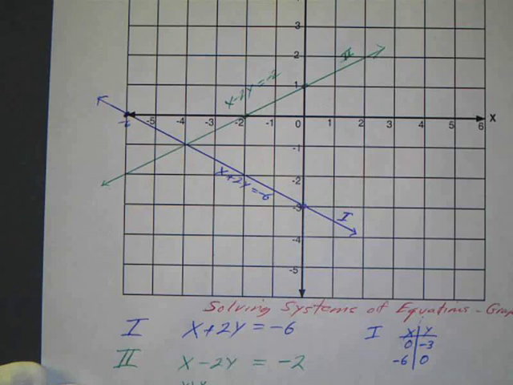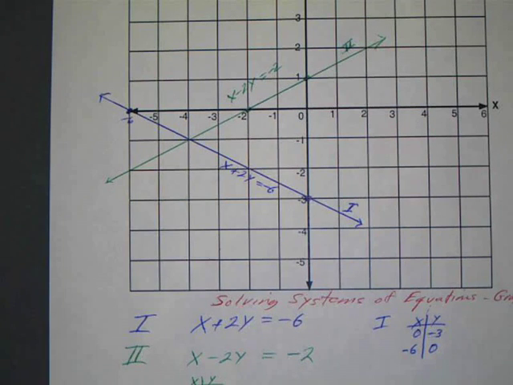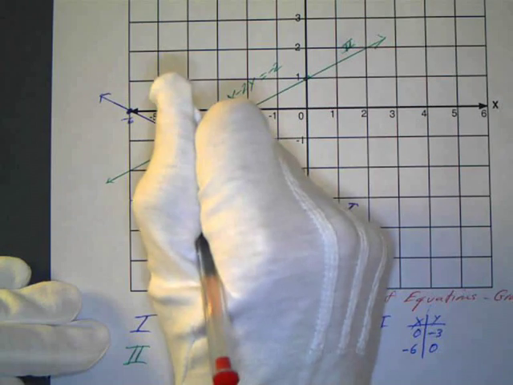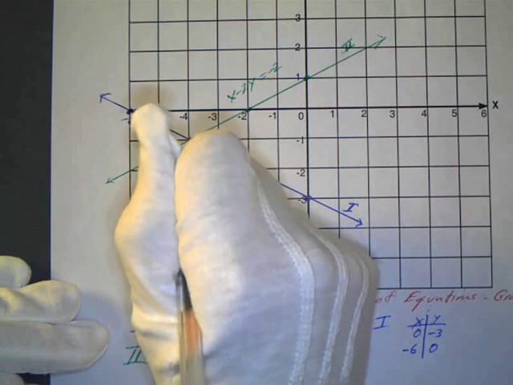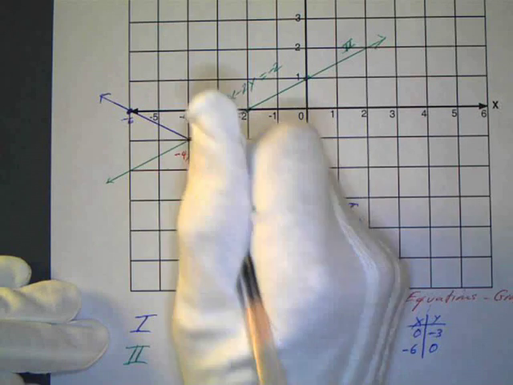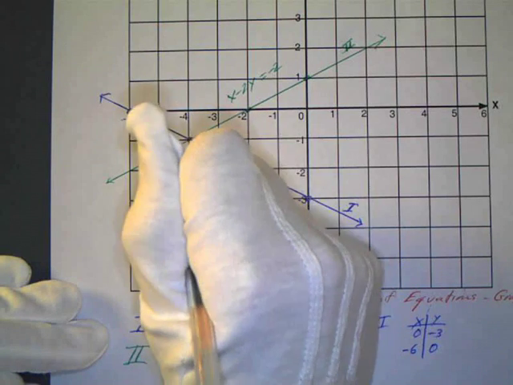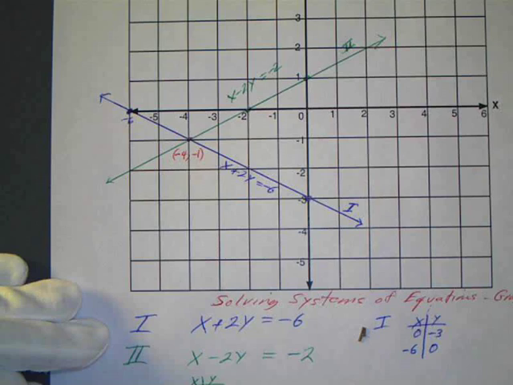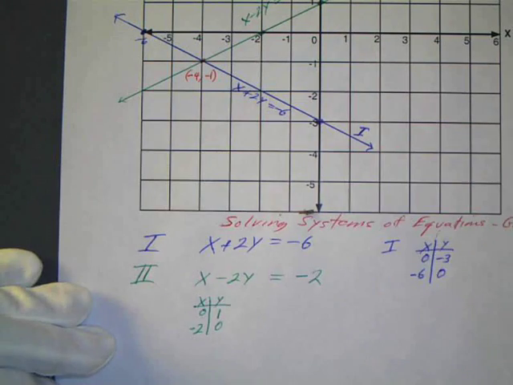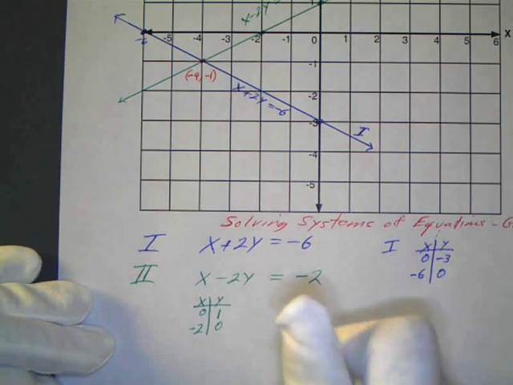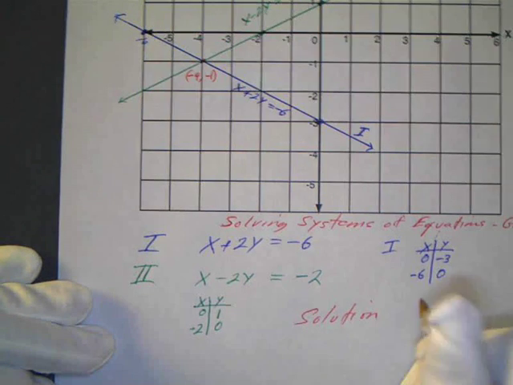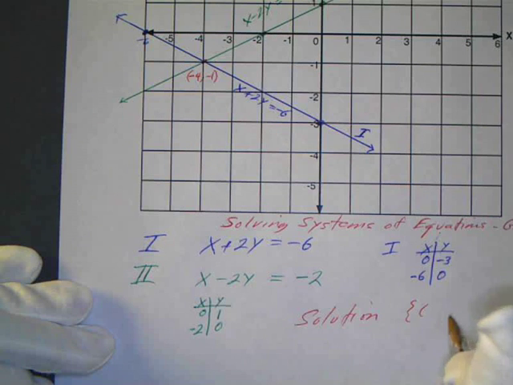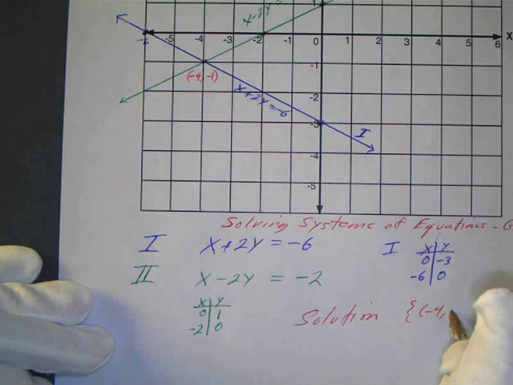All right, and where do they intersect? That's going to be our solution, and they intersect at this point here. It looks like that's going to be x is negative 4, and y is negative 1. So there's your solution. So you found it graphically. And sometimes if we write a solution set, we'll have that 1 point, negative 4, negative 1.